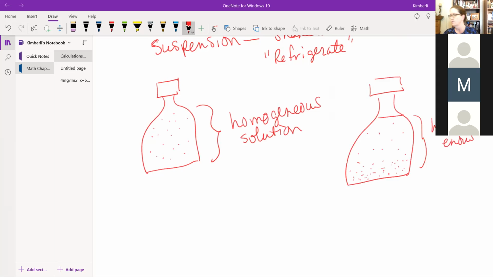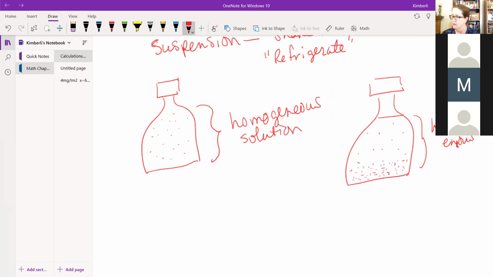Okay. And I'm probably spelling those incorrectly. I think I have an E here and I don't have an E over here. Right there, I mean, there might be an E there. But anyway, heterogeneous or homogeneous. And these are the ones that really require shaking because all the liquid goes to the bottom.